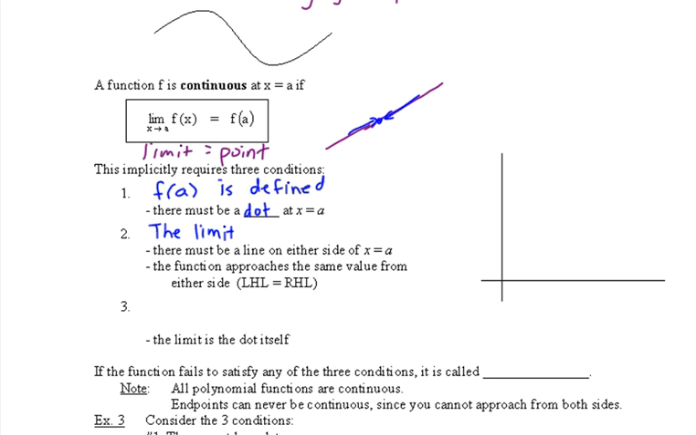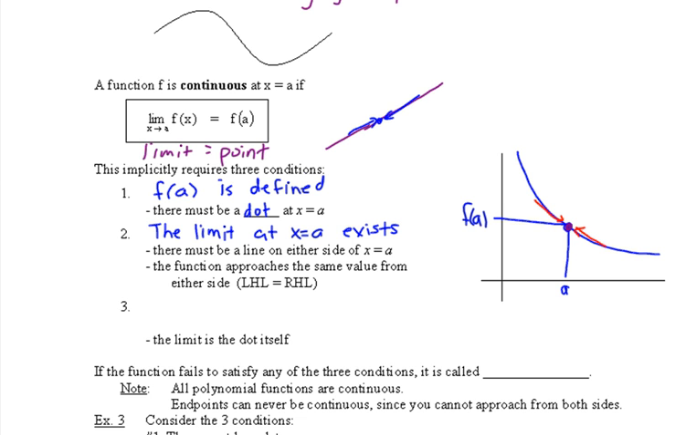I'm going to draw a graph that might help. We'll call this A. We'll call this f of A. Okay? So the dot exists. That was condition 1 right there. There's a dot. Okay? Then the limit at x equals a exists. So as I approach it from the left and the right, it's approaching the same thing, so then we can say it exists.